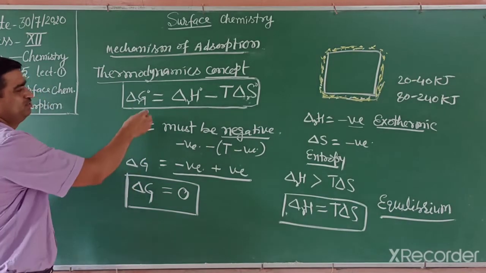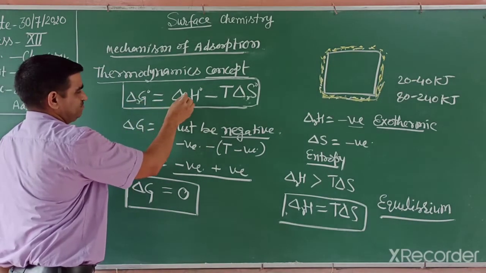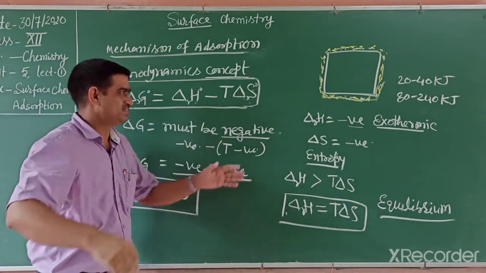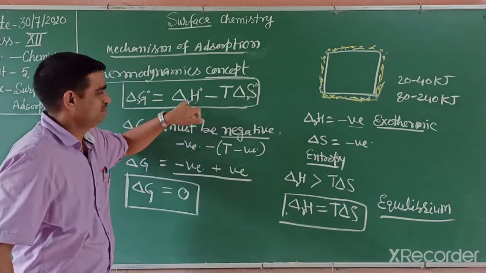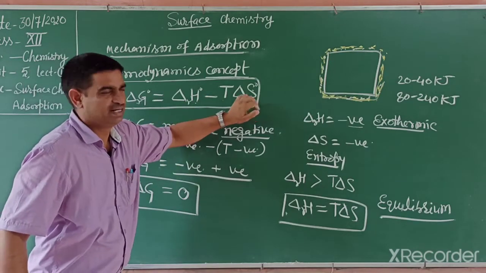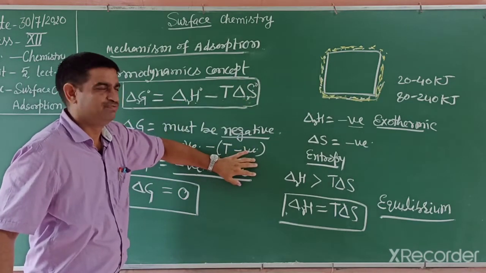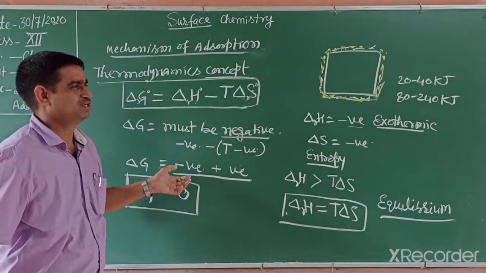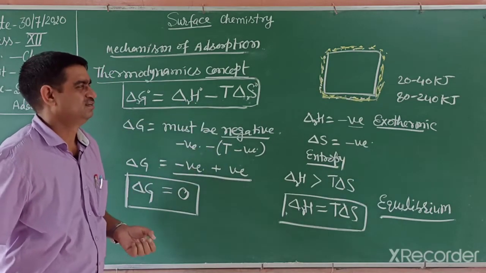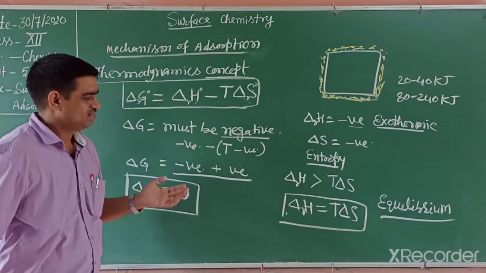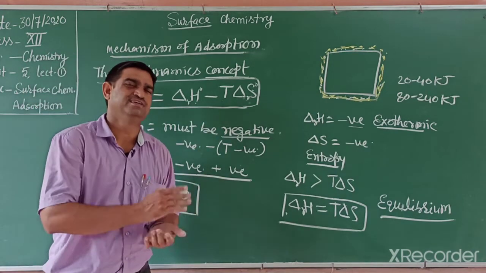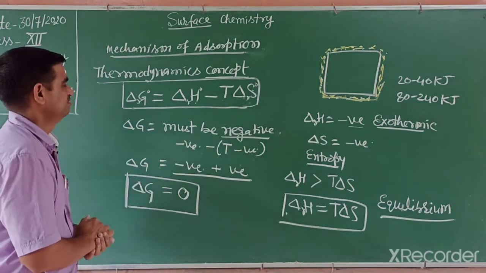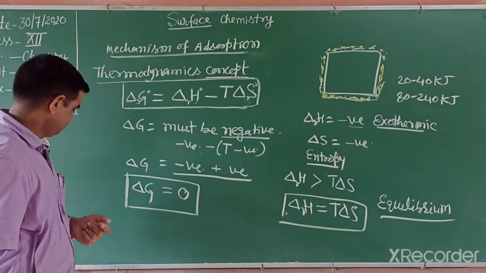According to this, delta G, delta H, T delta S: entropy, the degree of randomness, decreases, so this value is negative, and the enthalpy is already negative. Negative, so this term is positive. Then its value depends on magnitude. So adsorption occurs only at lower temperature, especially physisorption. Chemisorption requires slightly higher temperature, which we will study separately. So these are the terms.